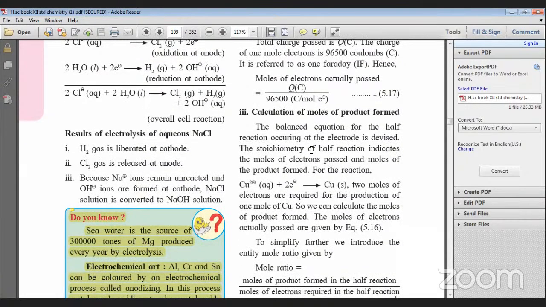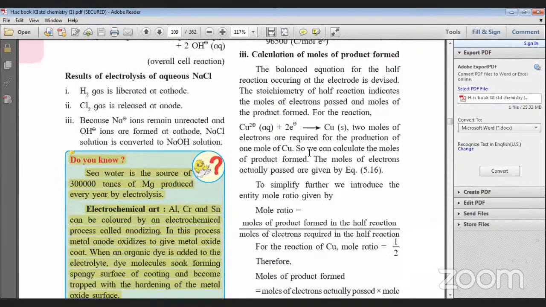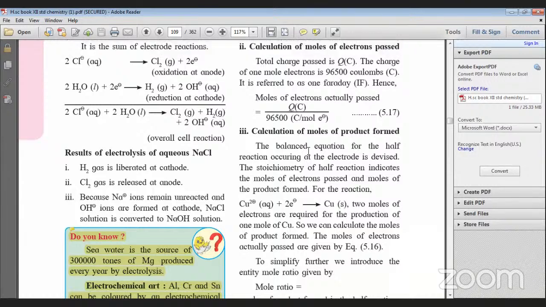Okay. Calculation of moles of product formed. Now we have to calculate how much mole of product is formed. Here we have calculated mole of electron. Now we want to calculate mole of product formed. For that, a balanced chemical equation is important. The balanced equation for the half reaction occurring at the electrode is devised. The stoichiometry of the half reaction indicates the mole of electron passed and moles of product formed.